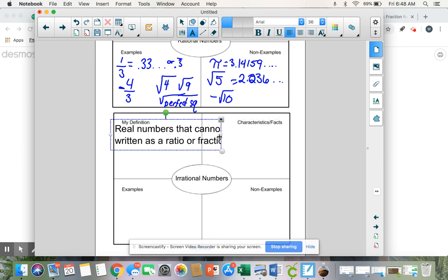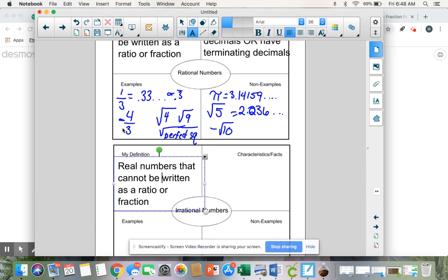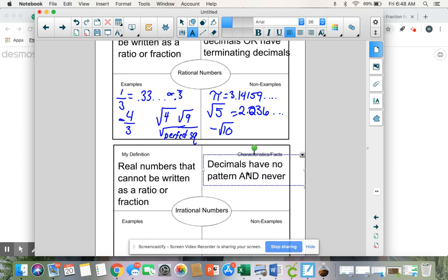It's not like they're fake numbers. This is not fake math. They're still real numbers. They just can't be written in that fraction format. So the characteristics of these are a couple things. Their decimals have no pattern and never end.